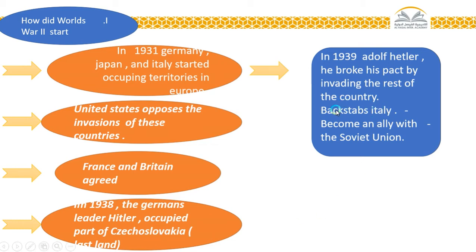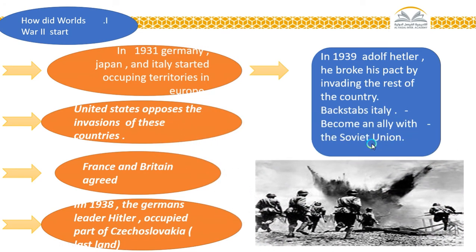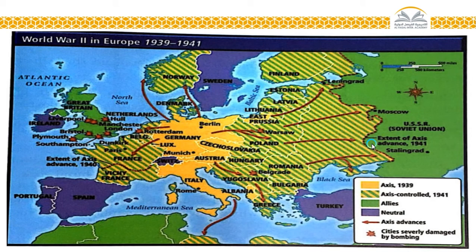And this country backs Italy and becomes an ally with the Soviet Union, and after that the war starts to grow stronger and stronger. This is the map between 1939 and 1941. This is Germany. Germany started to invade. First of all, Czechoslovakia was taken. After that, we go to Poland. After that, we go to Norway and France also, and we go very far from this place.